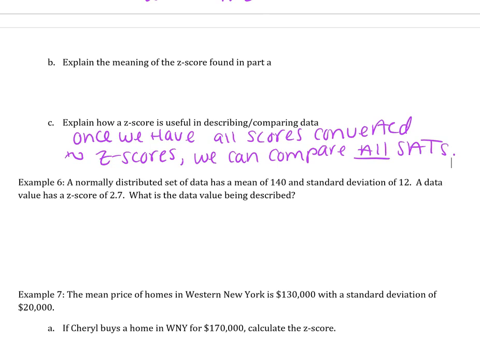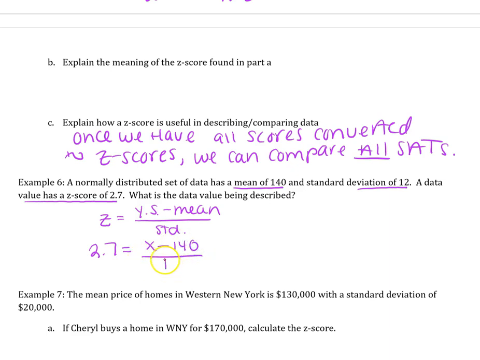A normally distributed set of data has a mean of 140 and a standard deviation of 12. A data value has a z-score of 2.7. What is that data value? So if I know my z-score is your score minus the mean divided by the standard deviation, I'm just going to plug in what I know. I know the z-score of whatever this data value is, 2.7. I don't know my score, so I'll just call it x. The mean of the data is 140 and the standard deviation is 12.